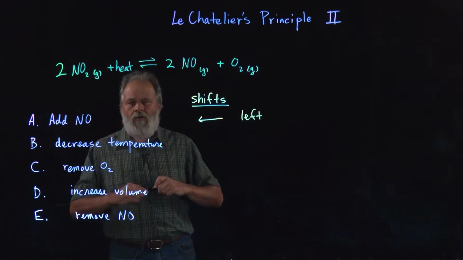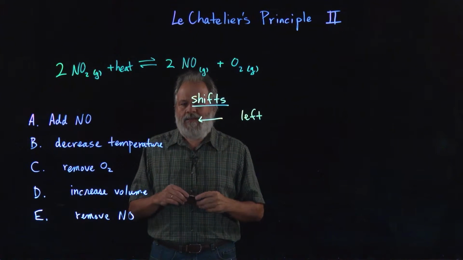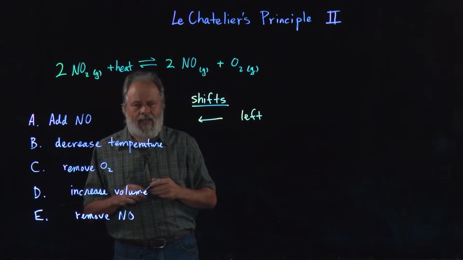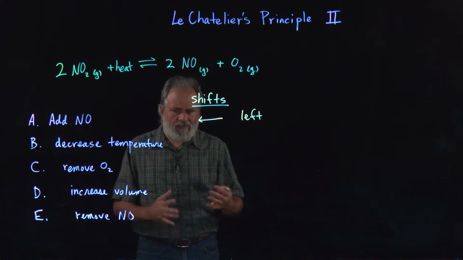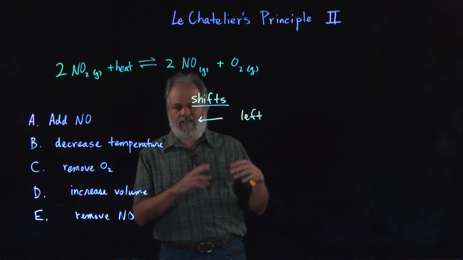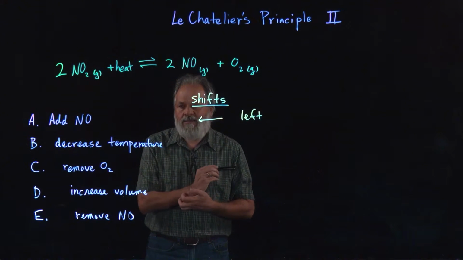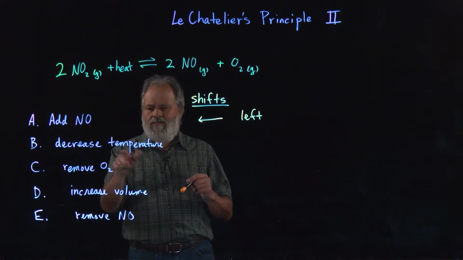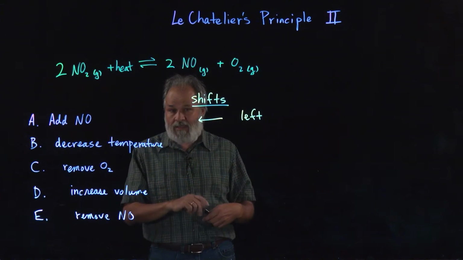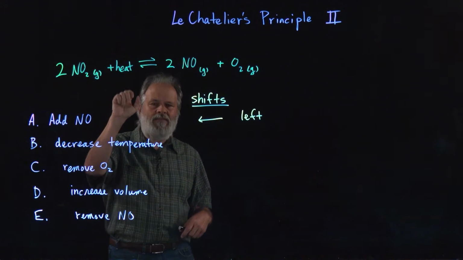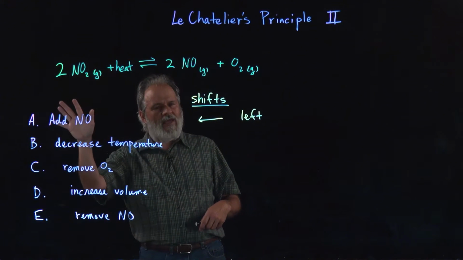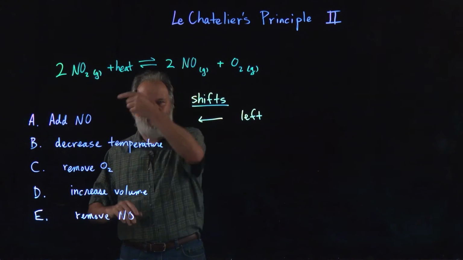Now, what about temperature? Well, that's a little different. This is an endothermic reaction. Remember, there are two different ways to write endothermic reactions. One is delta H as a positive number, and the other is to write heat as one of the reactants. If you decrease the temperature, you're going to remove heat, and removing heat is like removing one of the reactants. If you remove a reactant, it goes to the left as well.